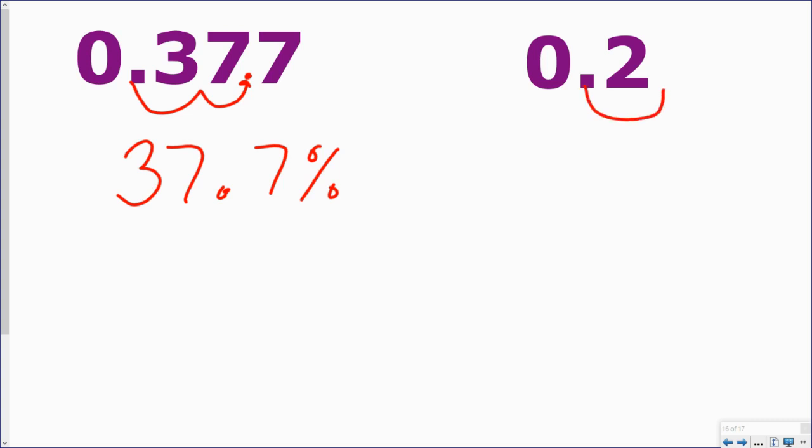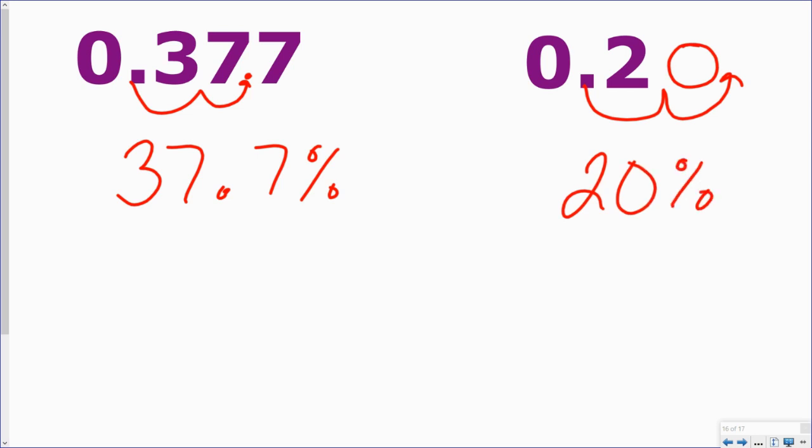Here I have once, twice, and my decimal now is between the two sevens. So I have 37.7, or 37 and 7 tenths. And again, I just put my percent sign there, and it makes it 37 and 7 tenths percent. Again, here I go once, and then I'm going to go twice, but I need to put a 0 here. So that gives me 20. And again, that becomes 20%.